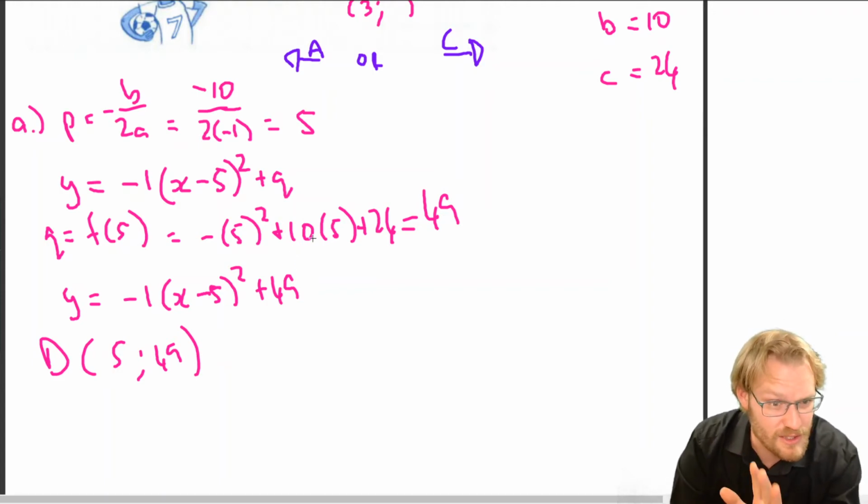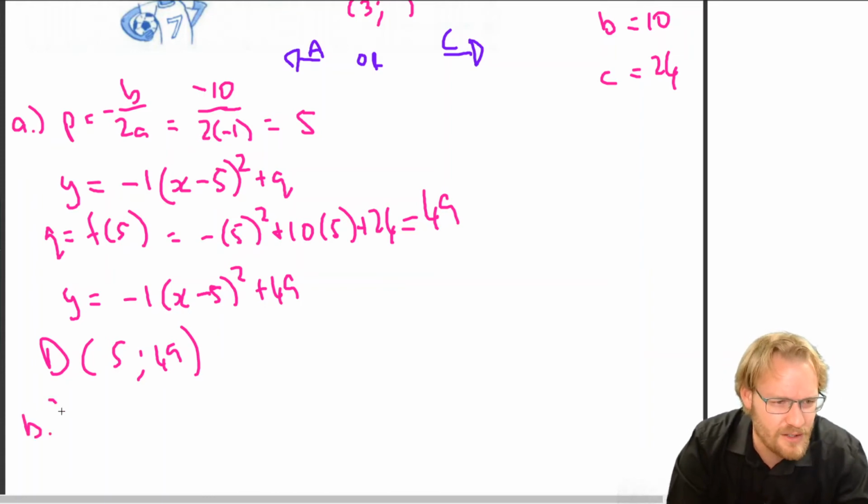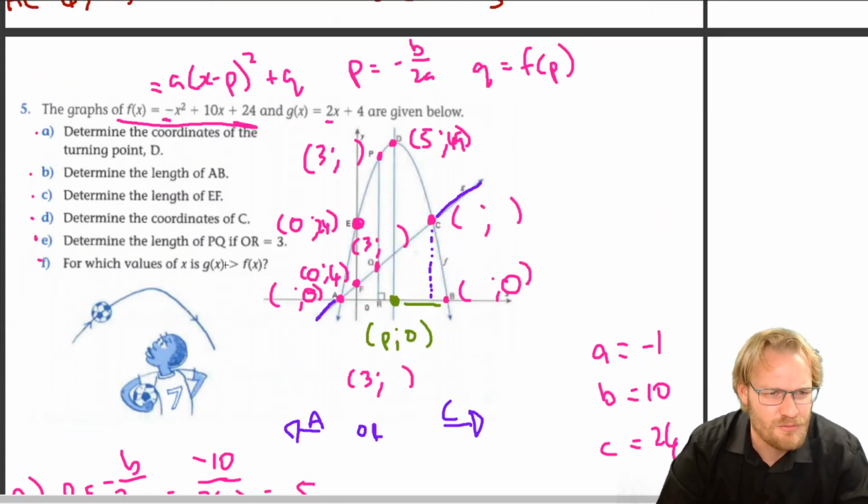You're getting your marks because I can see it in the diagram. But put it down here because it's nice to follow through the working and see it here. Okay, so we've got our turning point. What's the length of AB?